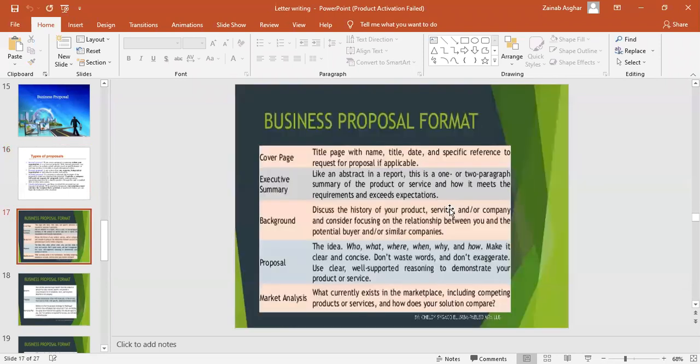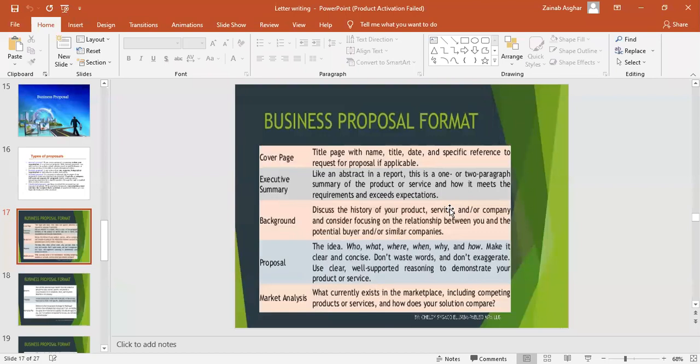Okay, so there are key points that you have to really know for business proposal writing, that is cover page, executive summary, background, proposal, and then market analysis. So before writing any business proposal, you first need to develop a cover page.